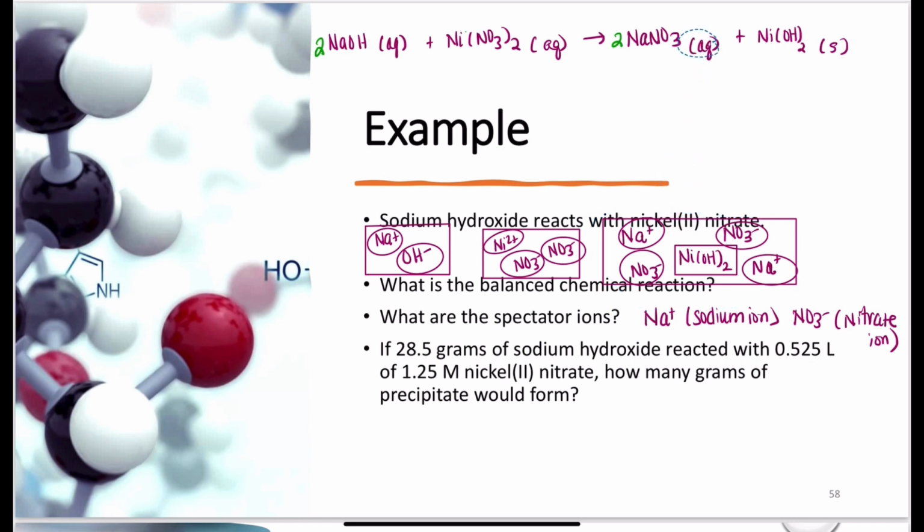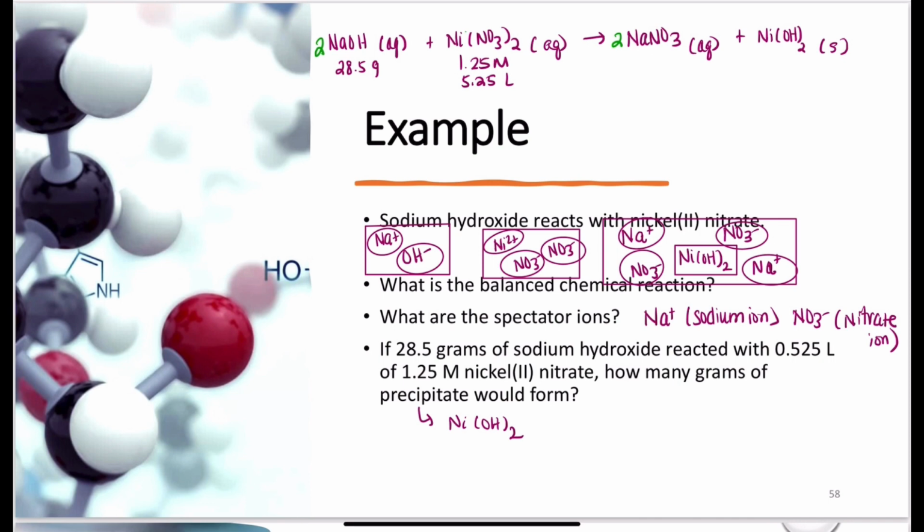Now it says if 28.5 grams of sodium hydroxide reacted with 0.525 liters of a 1.25 molar solution of nickel 2 nitrate, how many grams of precipitate would form? Well, the precipitate is the nickel hydroxide. I'm given grams of one species. I'm given the volume and concentration of the other. Both of those can lead me to moles, so this is a limiting reactant problem.